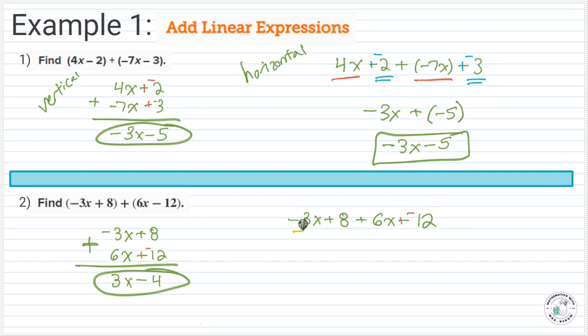So I have a negative 3x and a 6x. We also have an 8 in this negative 12. So combining like terms, negative 3x plus 6x would be a 3x. 8 plus negative 12 is going to be a negative 4. And then we'll rewrite that as 3x minus 4. So same answer, just a different way of thinking through the question.